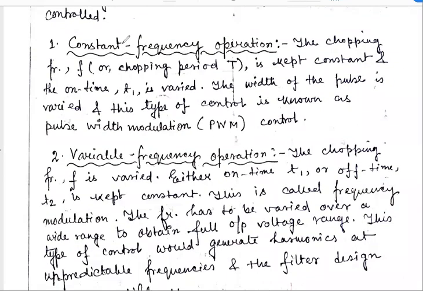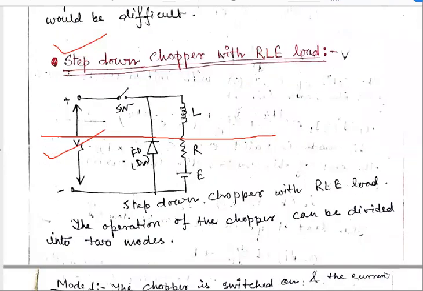This can be done by either constant frequency operation, which is also called pulse width modulation, and the other is variable frequency operation. We discussed these two topics in the class in detail. Then step down chopper with RLE load means here we use the load as R, L and E, and here we also use a freewheeling diode.